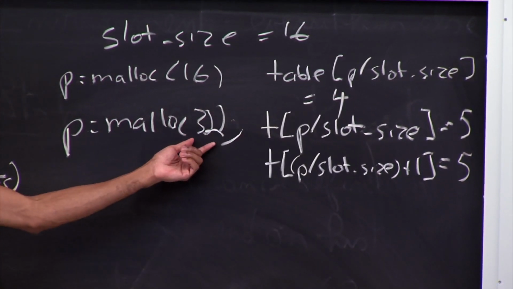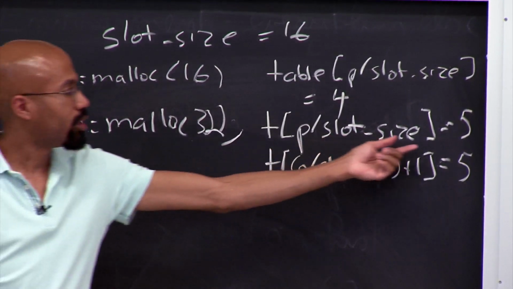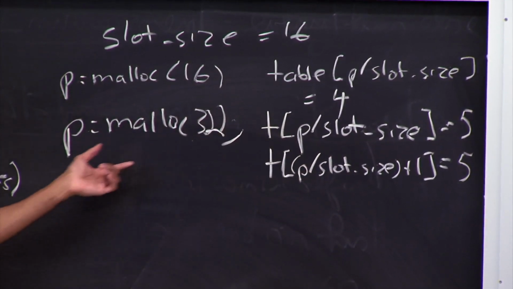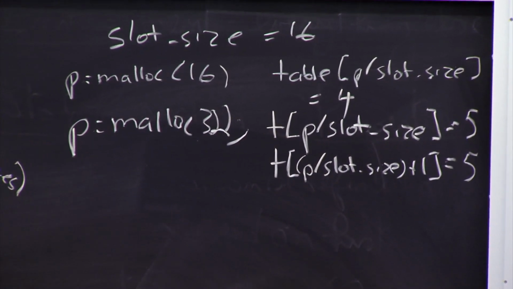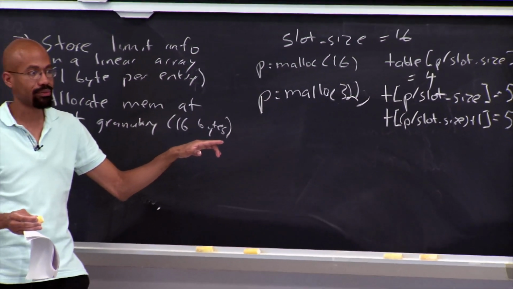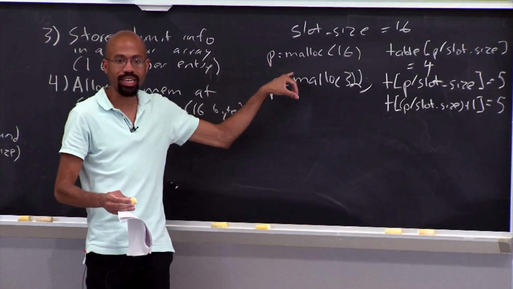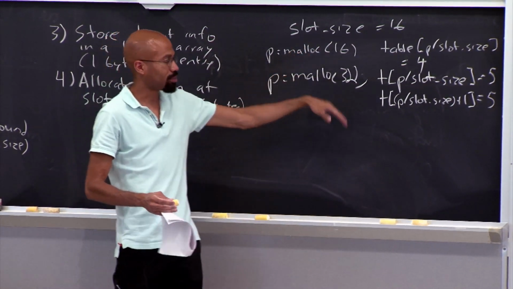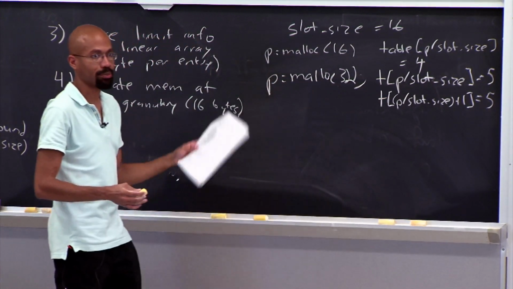So once again, 32 is the allocation size, and this is the log of that allocation size. For the 2 slots that this memory takes up, we're going to update the bounds table twice. Does that make sense? This is really the key that I think for a lot of people makes the paper make sense or not make sense, because you have to update that bounds table multiple times depending on the size of the allocation.